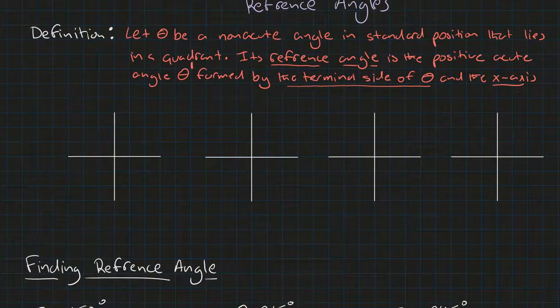So it's saying let theta be any non-acute angle in standard position. So let's just make an angle that is sitting in the second quadrant.